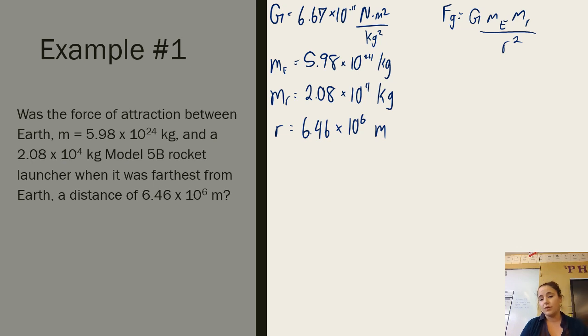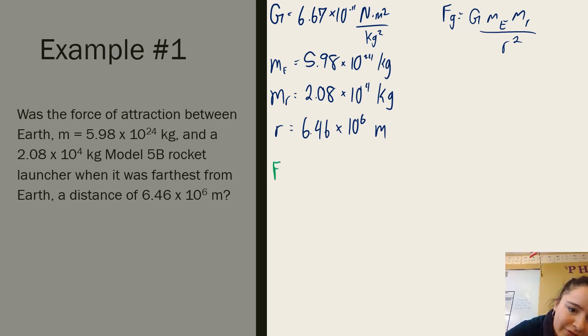Now, just a little note about when we're doing problems like this. Whenever we're doing problems using this, it's measured from center of mass to center of mass, that distance. So it's not just distance away from Earth, it's like distance from the center of Earth. So just kind of keep that in mind. Let's go ahead and plug in our numbers.